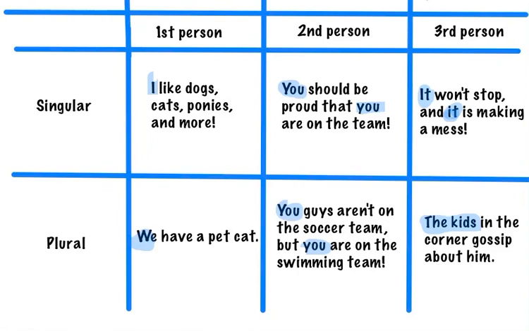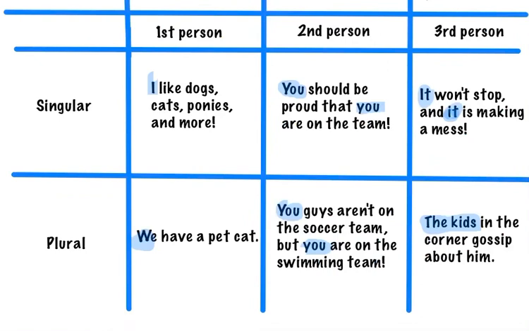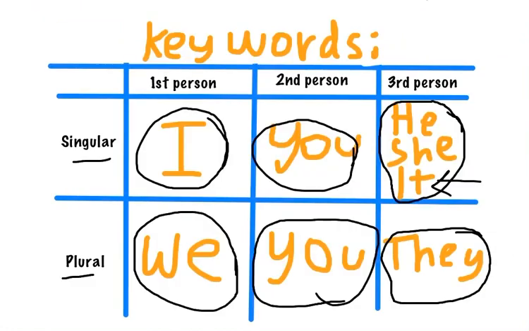So let's try this one now. First person plural. We have a pet cat. We is one of our words, right? Yes. First person plural, you gotta use the word we. And it's right here at the beginning of the sentence. Hooray! Now, second person plural. You guys aren't on the soccer team, but you are on the swimming team. Here, the second person plural is also you. Hooray!